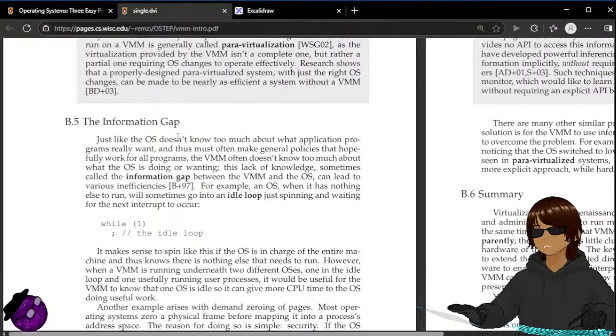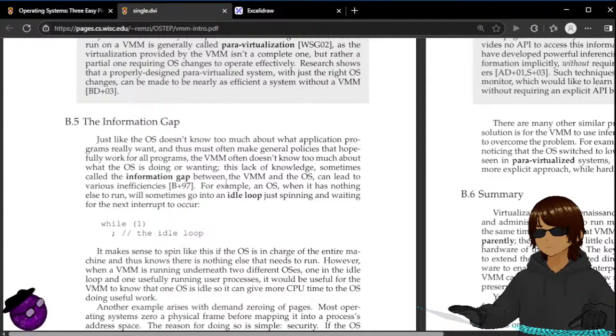Just like the OS doesn't know much about what application programs really want and thus must often make general policies that hopefully work for all programs, the VMM often doesn't know too much about what the OS is doing or wanting. This lack of knowledge, sometimes called the information gap between the VMM and the OS, can lead to various inefficiencies.